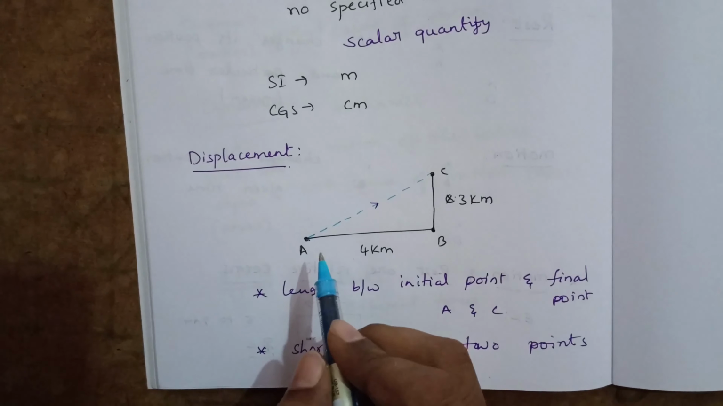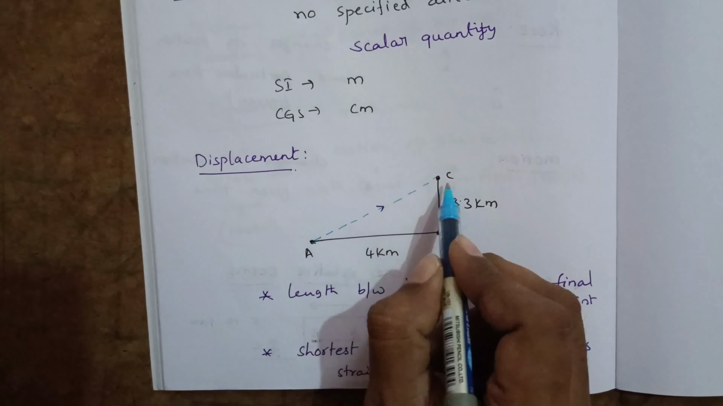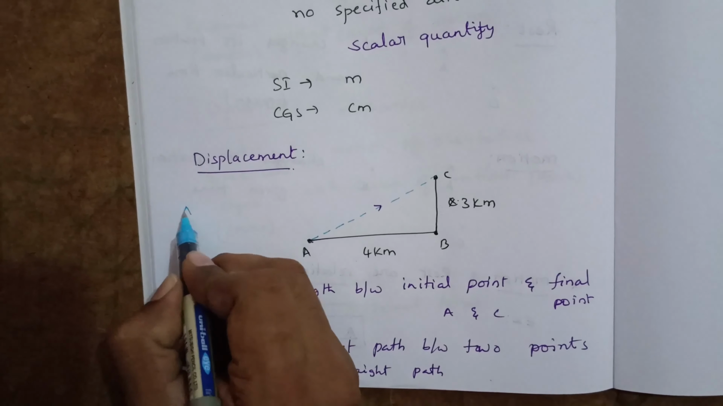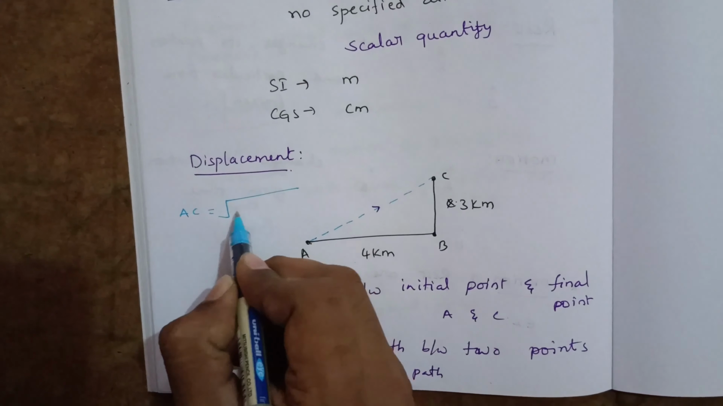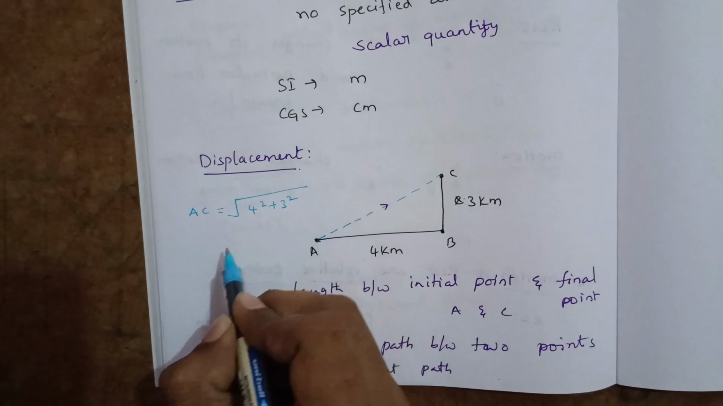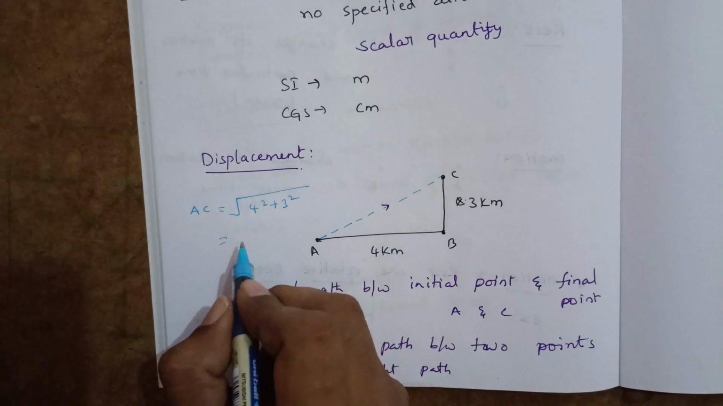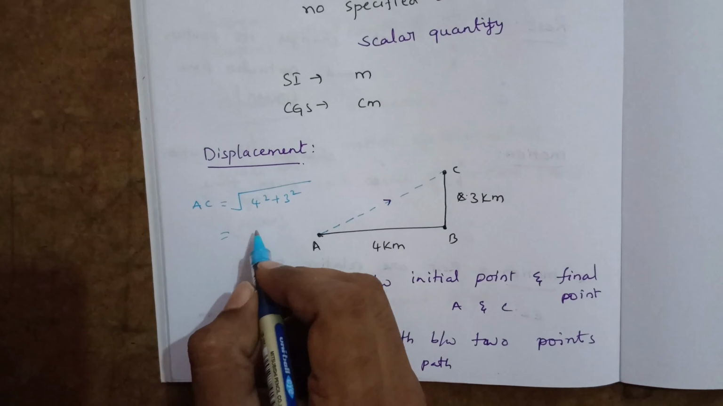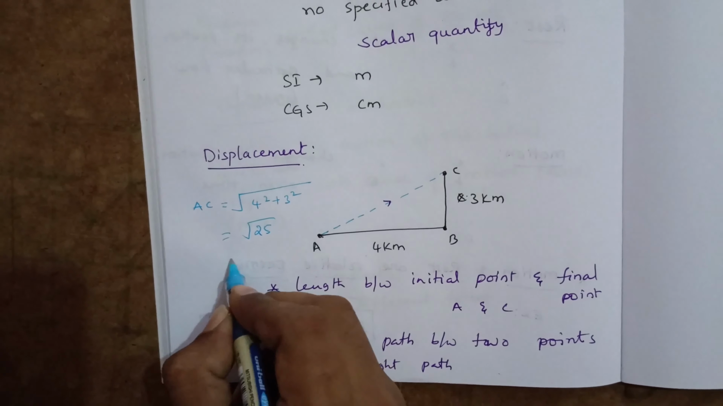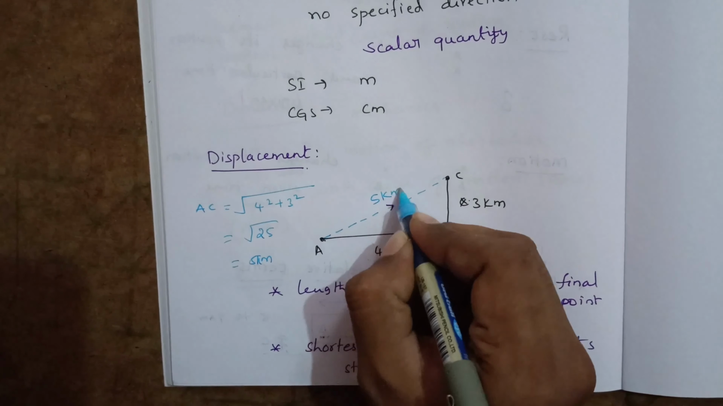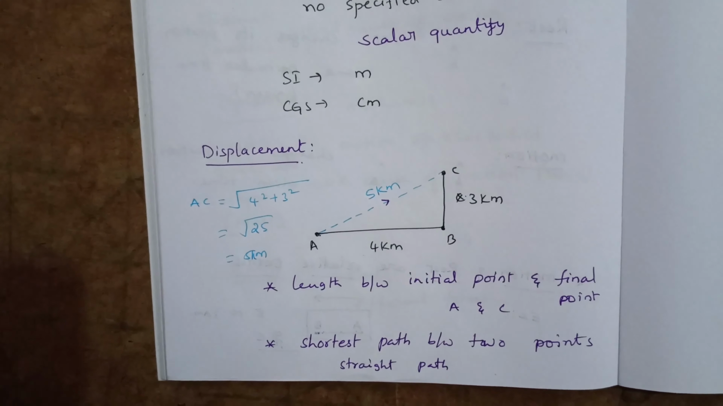By using Pythagoras theorem, we can find the AC length. AC equals square root of 4 squared plus 3 squared, opposite squared plus adjacent squared, which is 16 plus 9, 25. So 5 kilometers is the displacement.